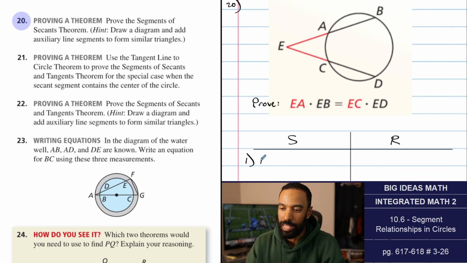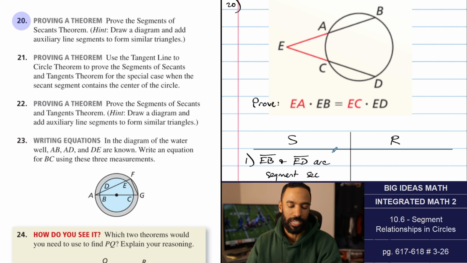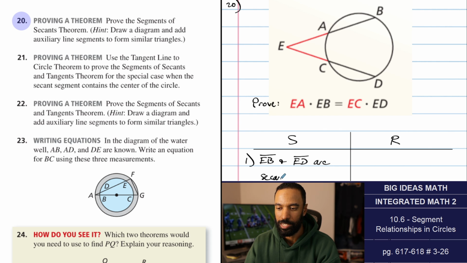Step 1, I can say that segment EB and segment ED are secant segments. Obviously, they both intersect at E. Secant segments. So that's given.